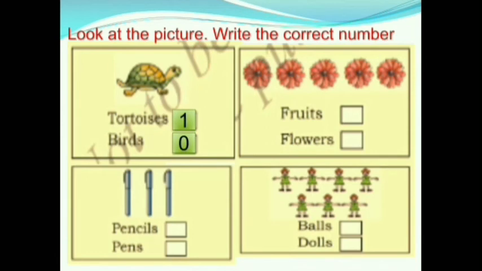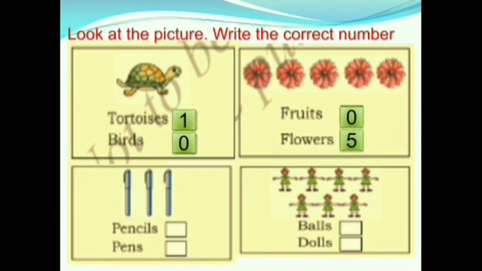See the second box. Here we have flowers. First we should write the number of fruits and flowers. Are there any fruits in this picture? No, there are no fruits. If there are no fruits, we should write 0. Next, flowers. How many flowers are there? There are 1, 2, 3, 4, 5. 5 flowers. So we will write 5.